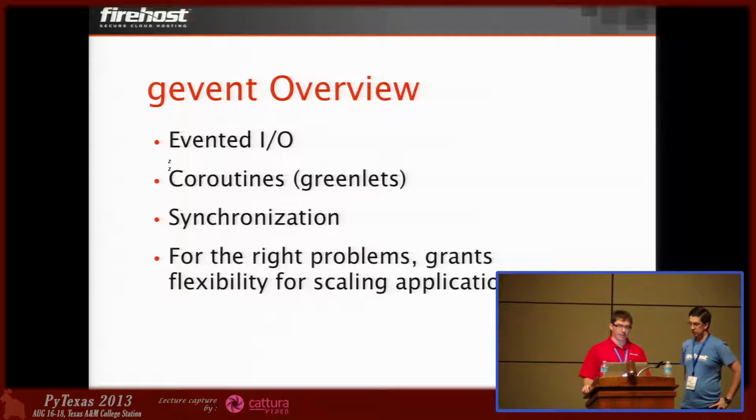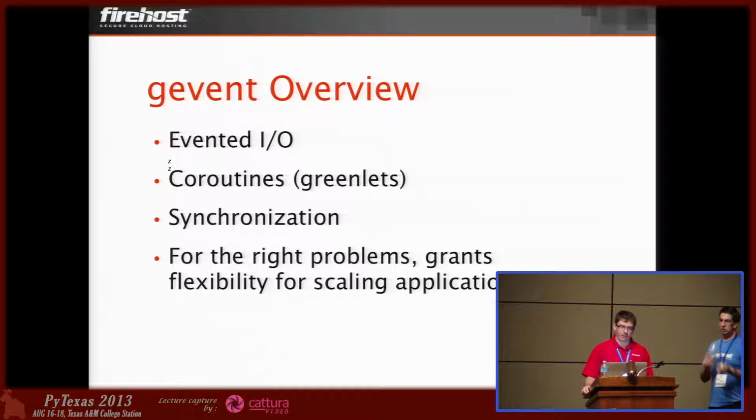So the Gevent library is really interesting to us because it solves some problems we have with doing I/O in our services. We've implemented a service-oriented architecture to manage a number of the things we do with our infrastructure at Firehose. And Gevent helps us solve a lot of problems because it does evented I/O. It's a concurrency library, provides coroutines, provides nice synchronization primitives: locks, queues, semaphores, events, and so forth.